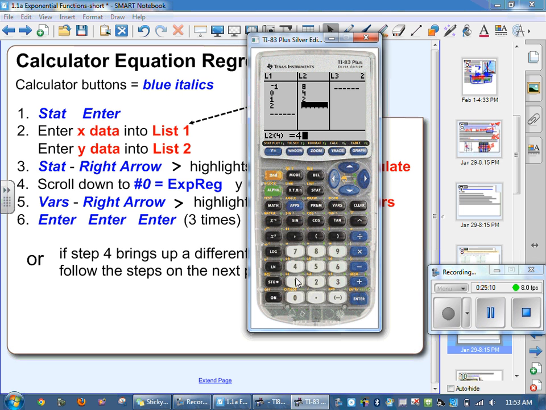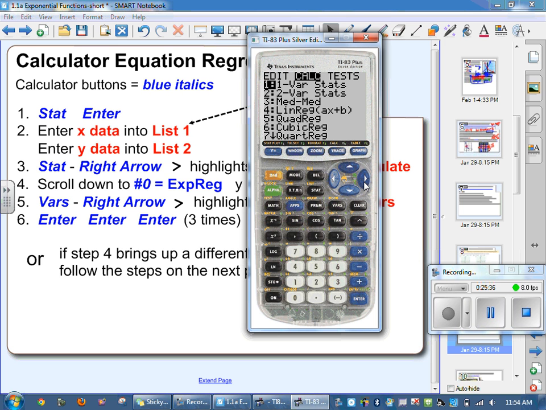I can go to the step where it tells me to hit my stat button again. I'm at step 3, so I hit my stat button. Now I go over to the right arrow, and it highlights calculate. So I'm going to calculate. This is where I have my list of regressions. I know this is exponential, so if I scroll down my list, I'm going to see 0 is exponential. So I'm going to hit 0, enter.